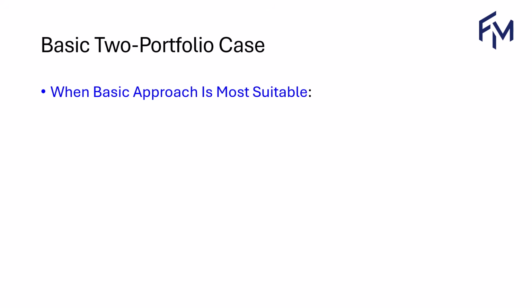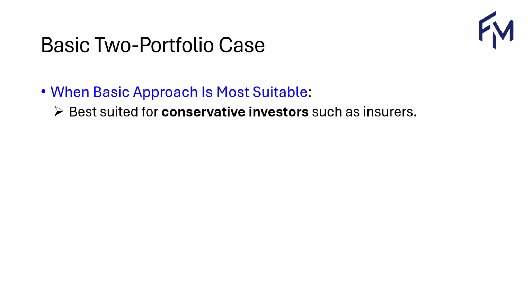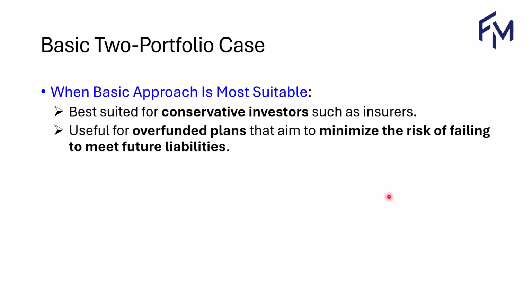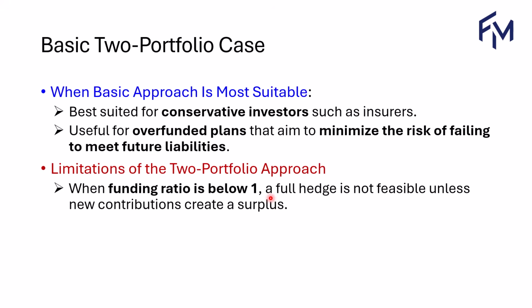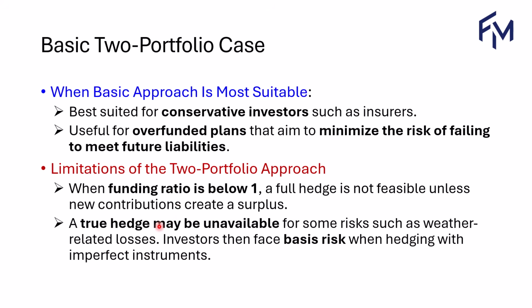The basic approach is more suitable for conservative investors, such as insurance companies. It also works well for overfunded plans that want to minimize the risk of not being able to meet future liabilities. There are two main limitations. First, when the funding ratio is below 1, the investor cannot implement a full hedge unless new contributions create a surplus. Second, a true hedge may be unavailable for certain risks, such as weather-related losses. In those situations, investors must rely on imperfect instruments and face basis risk.